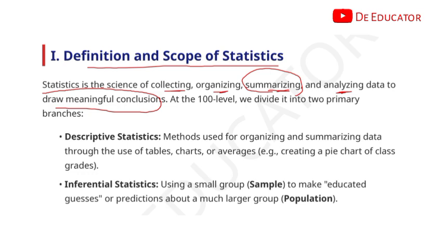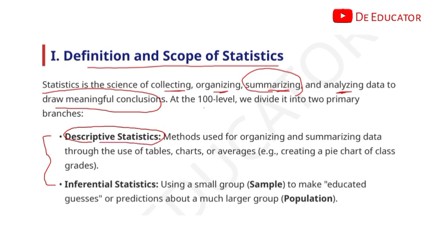At 100 level, we're going to divide statistics into two branches: descriptive statistics and inferential statistics. Just as the name implies, descriptive is to describe, inferential is to conclude. Descriptive statistics is the method used for organizing and summarizing data through the use of tables, charts, and averages, for example, creating a pie chart of class grades. When we use charts, tables, mean, median, mode and so on, that type of statistics is known as descriptive statistics. You are trying to describe.